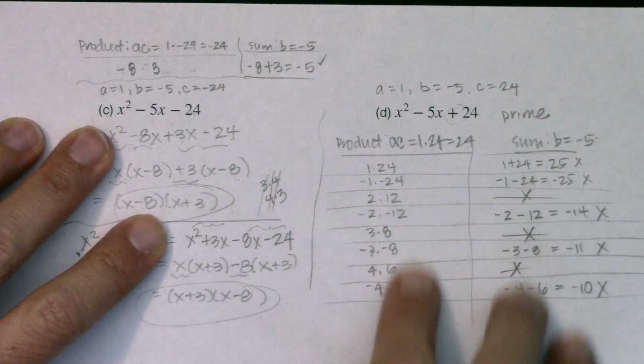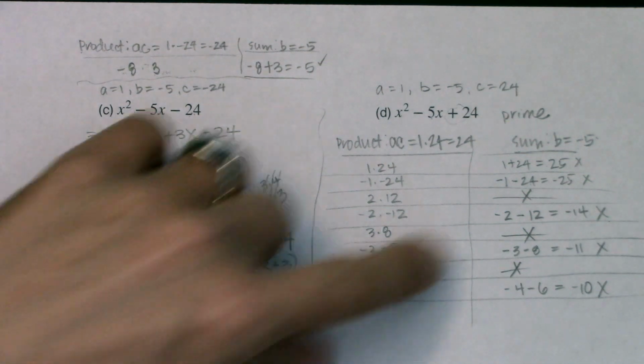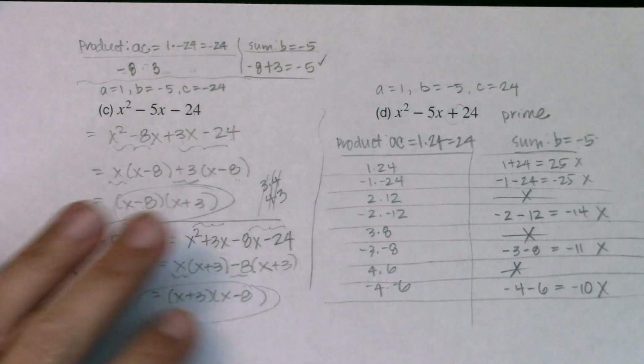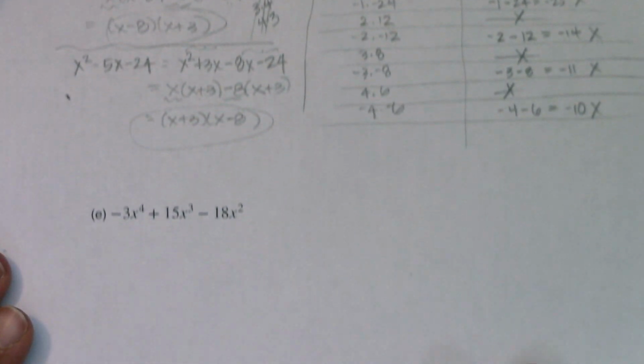So that's where this AC method can be helpful. It helps you create this exhaustive list, right? And then you can see, like, just none of them worked this time. Okay, so let's take a look at E.